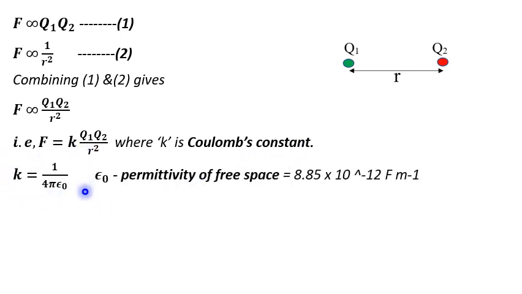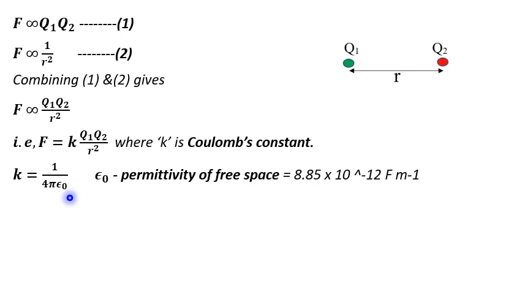We have a separate equation to calculate the value for Coulomb's constant. That is k is equal to 1 over 4 pi epsilon 0. Epsilon 0 is the permittivity of free space, which is 8.85 times 10 to the power minus 12 farad per meter. Since these two point charges are placed in a vacuum, we have taken the permittivity of free space in this equation. If we have placed these two charges in a medium, say in water, then we have to take the permittivity of water in this equation.